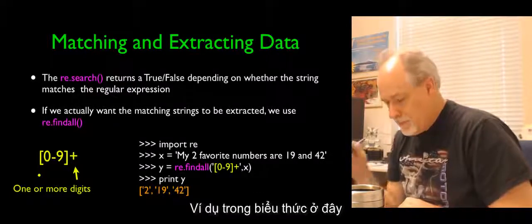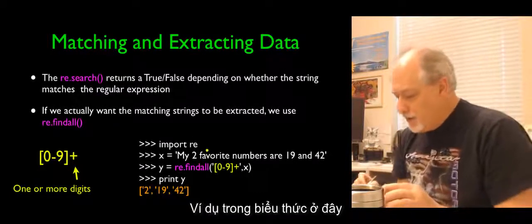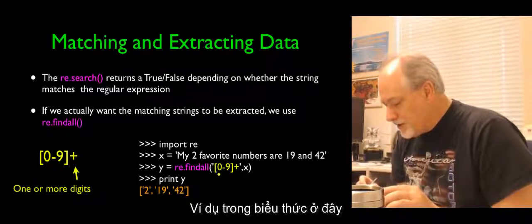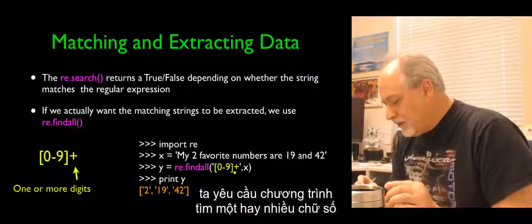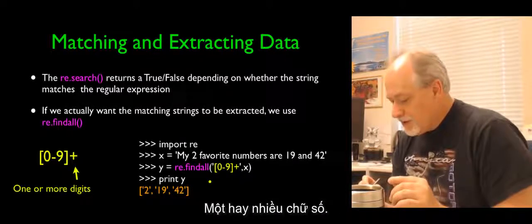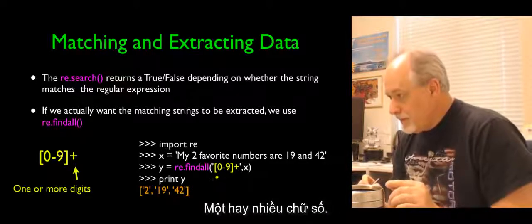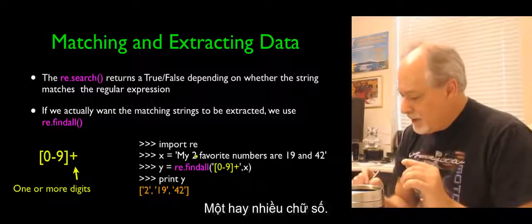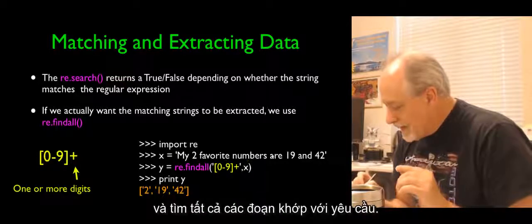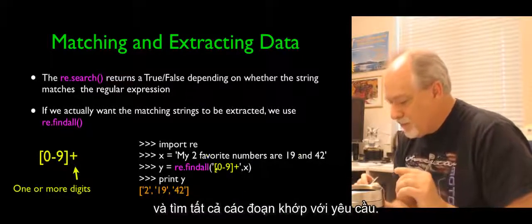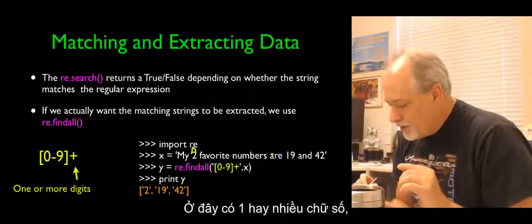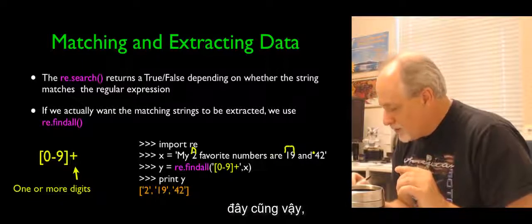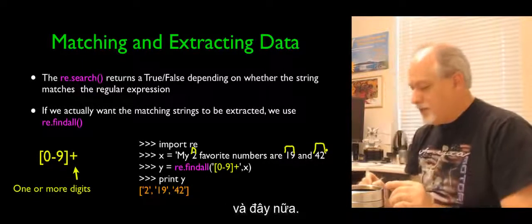So, if we do this, here is an expression that says, I would like to find things that are one or more digits. So it's one or more digits, and it's going to look through here, and it's going to find it as many times as it can. So there is one or more digits, there is one or more digits, and there is one or more digits.